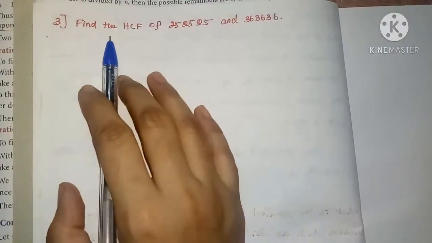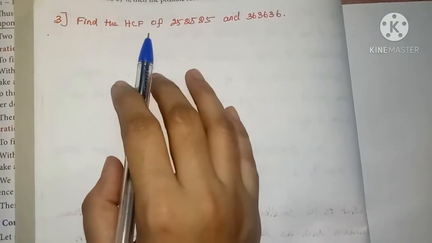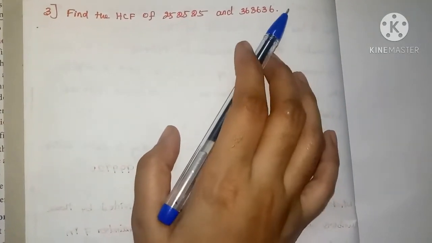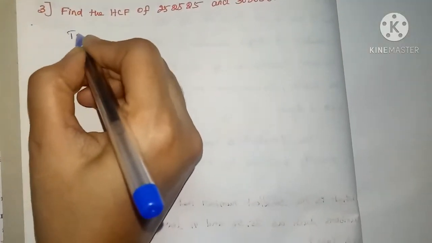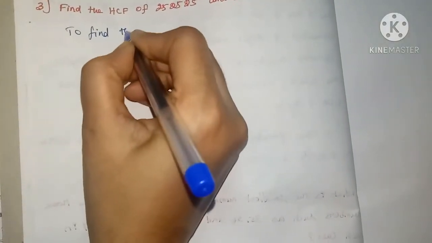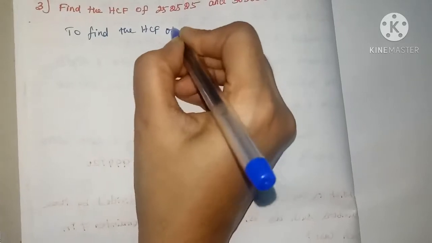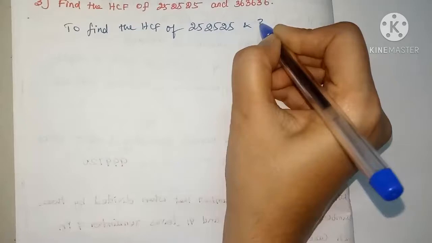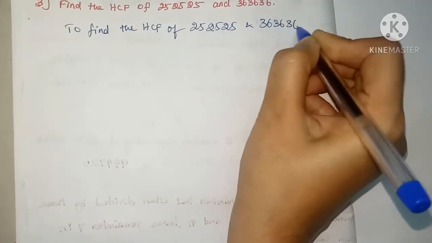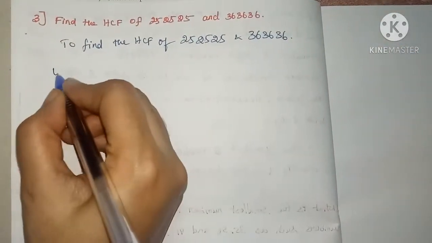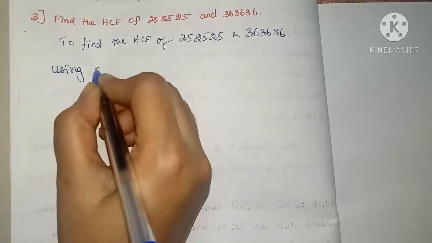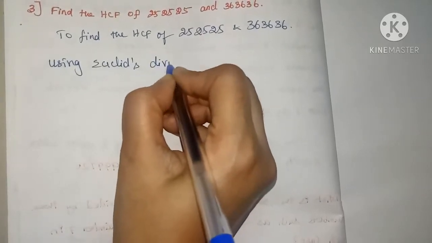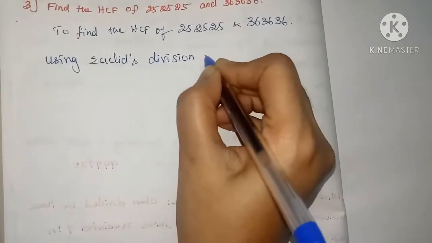Question number 3 from exercise 2.2. Find the HCF of 252525 and 363636. To find the HCF of 252525 and 363636, we can use Euclid's division algorithm.